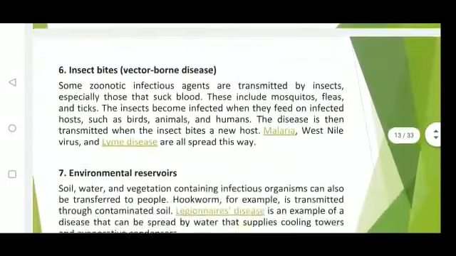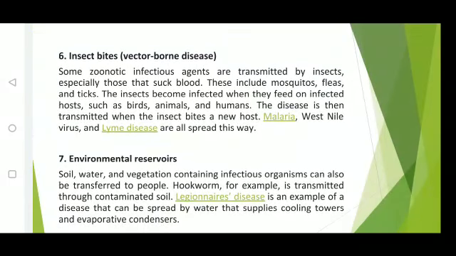Sixth one is insect bites. We also call them vector-borne diseases. Some insects suck blood, for example mosquitoes. Once a mosquito bites and sucks blood, we can get communicable diseases like malaria, dengue fever and so on. So we can say insect bites are otherwise known as vector-borne diseases.